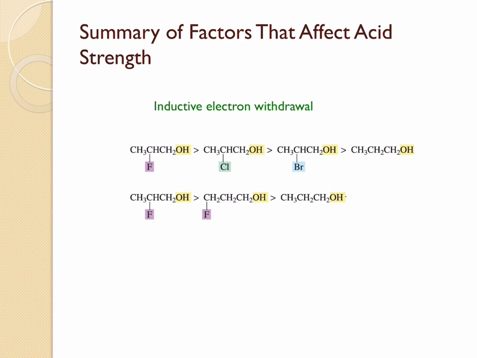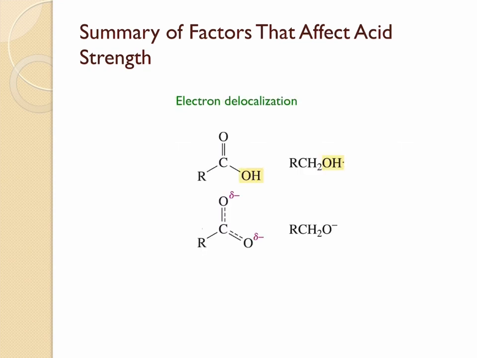And also the position of the electronegative group is going to affect the strength of the acid. If it is closer to the hydrogen that needs to be lost, then it's going to be a strong acid. The electron delocalization will also affect the strength of the acid by stabilizing the conjugate base.